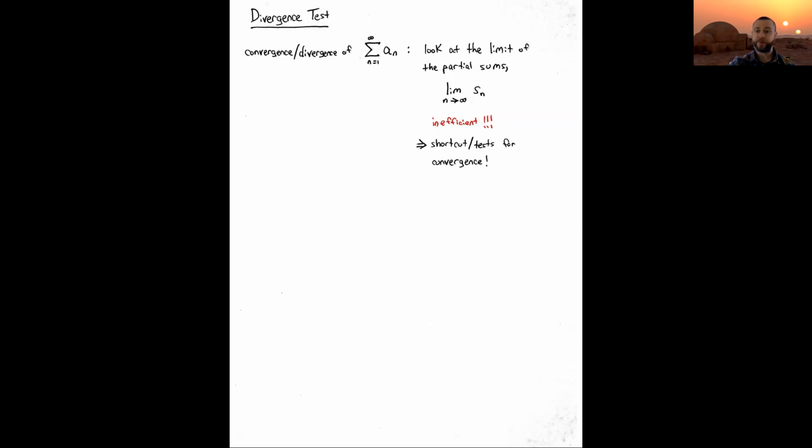Most examples, that's going to be extremely difficult or impossible to find a formula for the sequence of partial sums. So what we're going to try to do from here through the next few topics in the course is come up with some shortcuts or tests for determining when an infinite series converges or diverges.